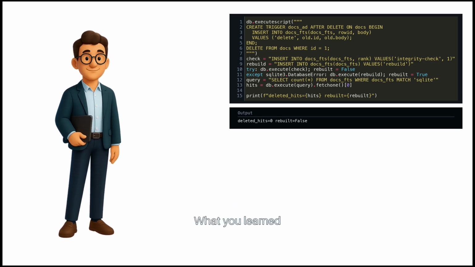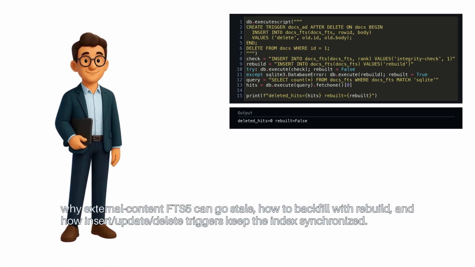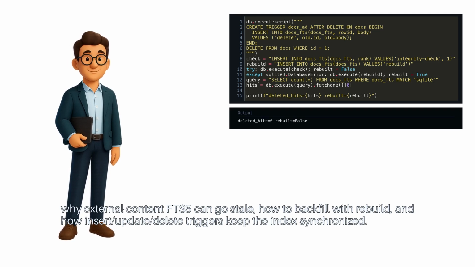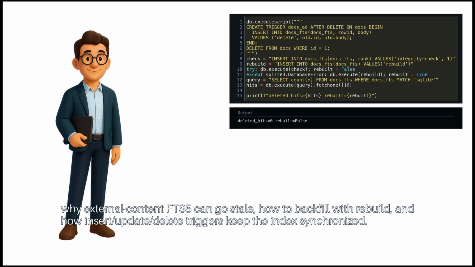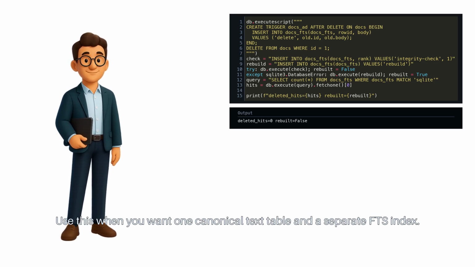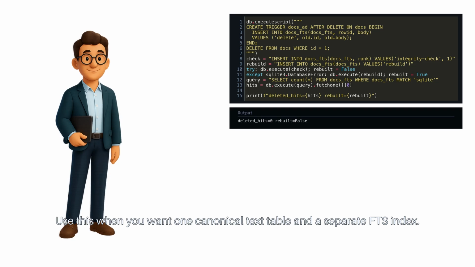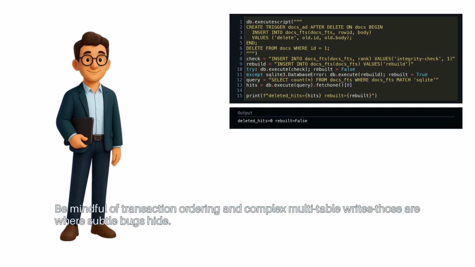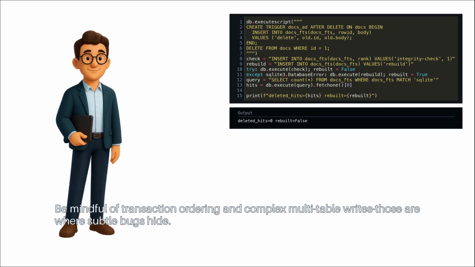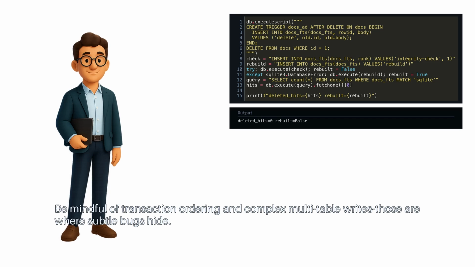What you learned: why external content FTS5 can go stale, how to backfill with rebuild, and how insert, update, and delete triggers keep the index synchronized. Use this when you want one canonical text table and a separate FTS index. Be mindful of transaction ordering and complex multi-table writes. Those are where subtle bugs hide.